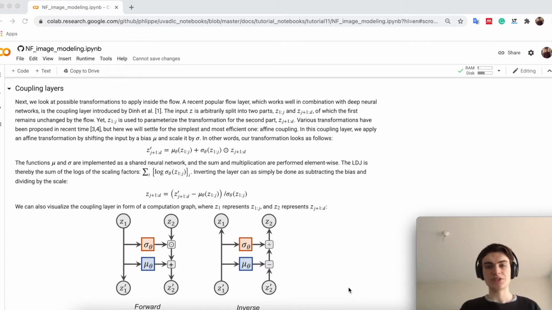Now that we have constructed a general idea of a template, how the flow is trained and sampled, and how we can train on discrete data by dequantization, we can finally look at what our invertible functions f can be in a flow. In deep flows, especially for images, the common layer to use is a coupling layer.